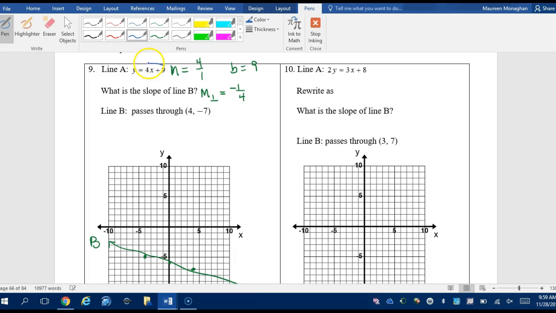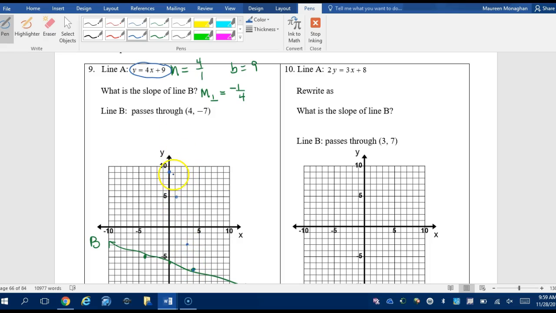Let's make this blue. So start at 9. Up 4. Can't go up 4, so I have to go down 4. But I have to make sure I'm going to have it a positive slope. So down 4. 1, 2, 3, 4 over 1. That's going to be positive. 4 over 1. Up 1 over 4. Down 4, 1, 2, 3, 4 over 1.